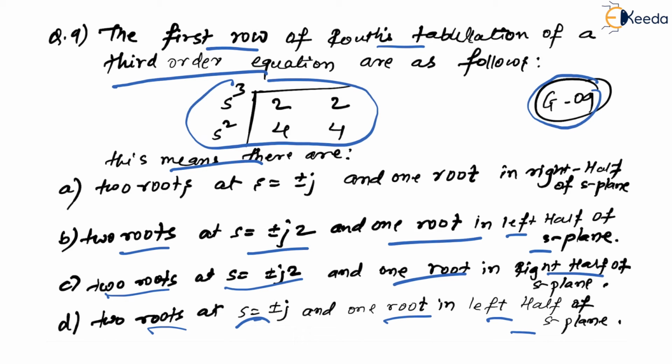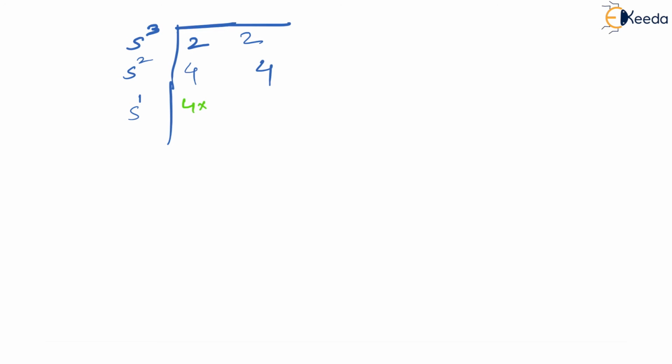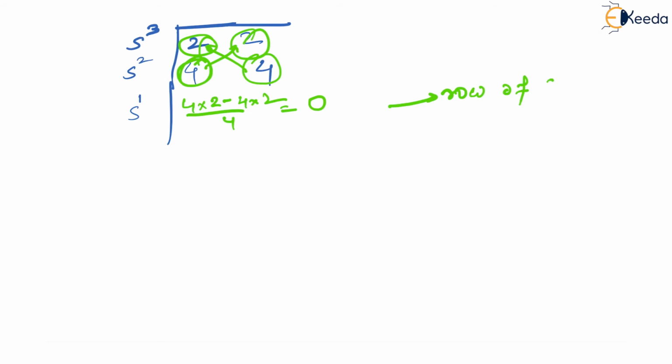What will we do? Let us first try to complete the Routh's table. Okay, let us see what happens. 2, 2, 4, 4. This is what is given, right? Now, what is the s power 1 row? It will be 4 into 2, this into this, minus this into this, upon 4, which is nothing but equal to 0. Which means what we get here is a row of zeros. Is that right? Row of zeros.